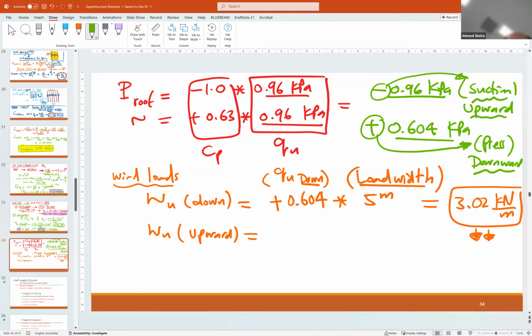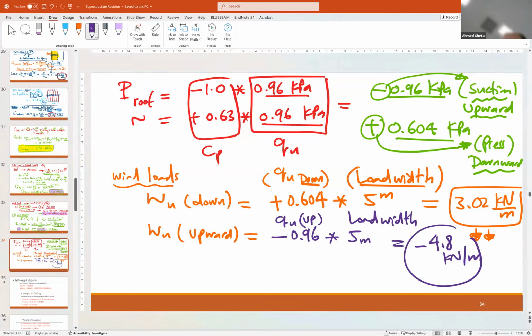And this is downward load. The other one is negative 0.96, which is QU upward, multiplied by 5 meter, which is also the load width. This will give us a value of negative 0.48 kilonewton per meter. The negative sign means upward. So this one up, this one down.